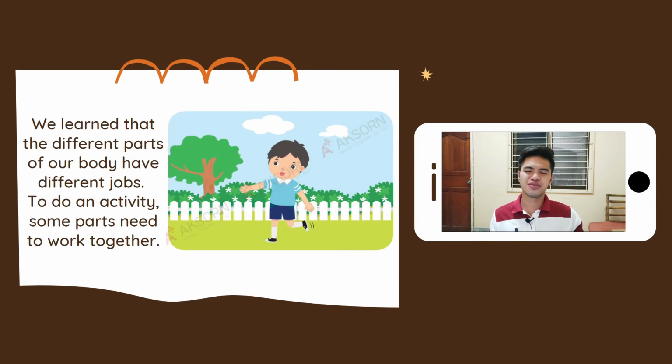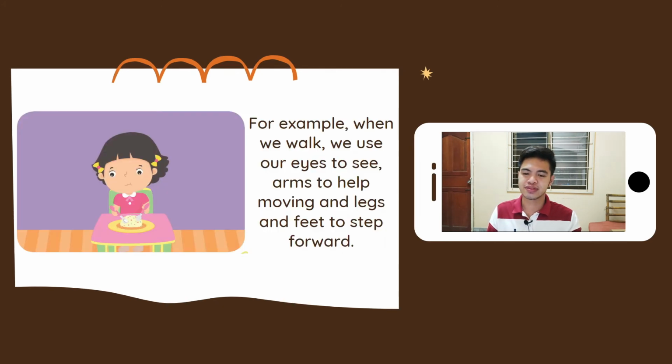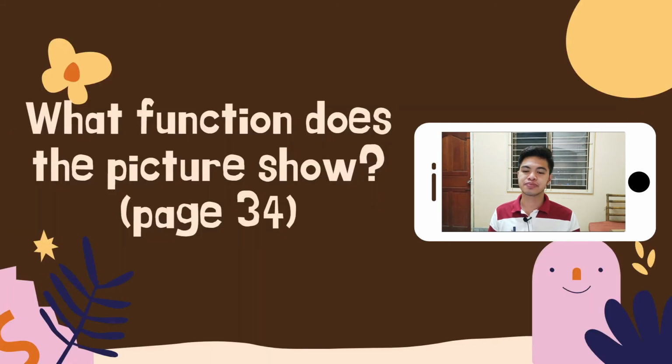So in that activity, we can learn that the different parts of our body have different jobs, right? So to do an activity, some parts of the body have to work together. Okay? Like for example, when we walk, we use our eyes to see. And of course, we also use our arms to help move with legs and feet to step forward. So we have to use our feet and hands to stay balanced or to keep our balance.